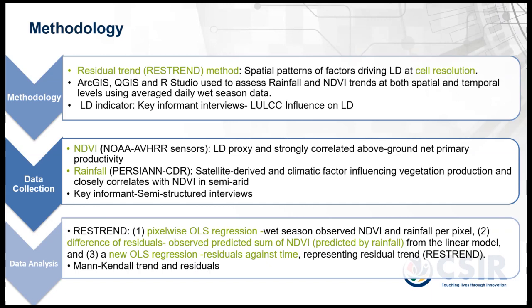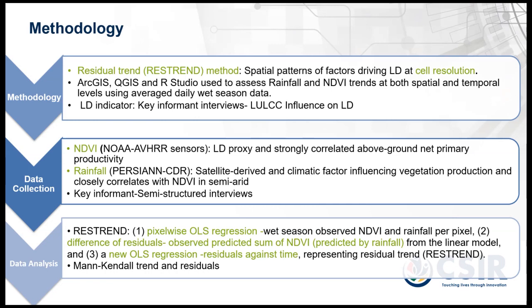The residual trend model reveals human-induced land degradation that might be detected if the significant effects of rainfall factors are removed. With this, if we analyze the trend and the residual trend is significant, then it means that land degradation is due to human impact. And if the trend is not significant, then it means that land degradation is due to climatic rainfall.